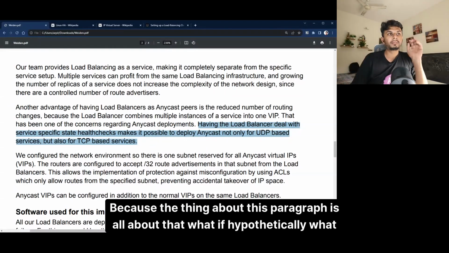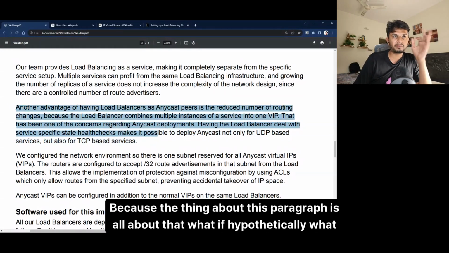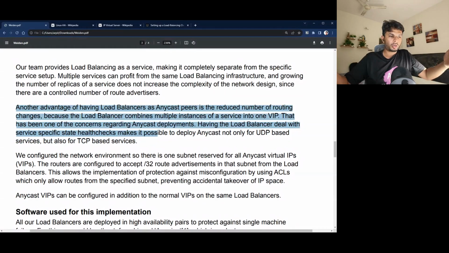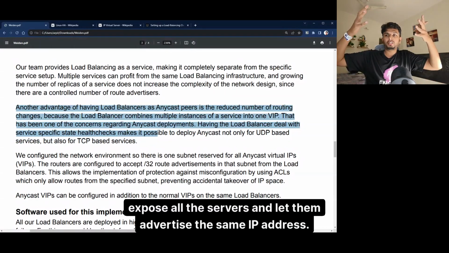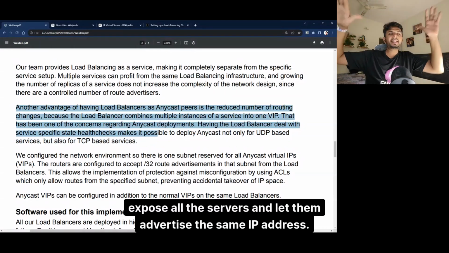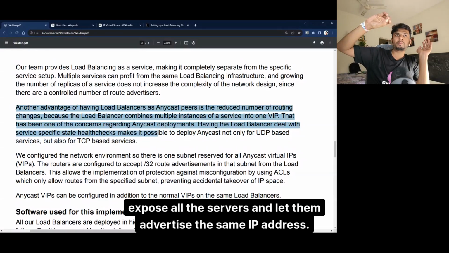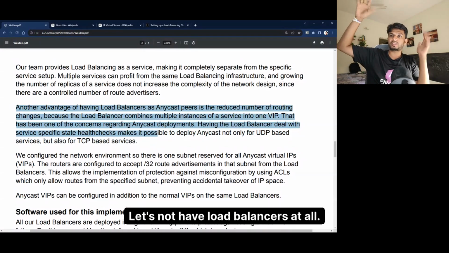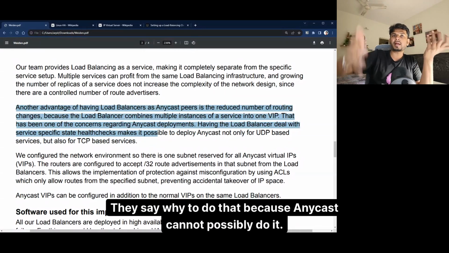Because the thing about this paragraph is all about that what if, hypothetically, we expose all the servers and let them advertise the same IP address. Let's not have load balancers at all. They say, why do that?